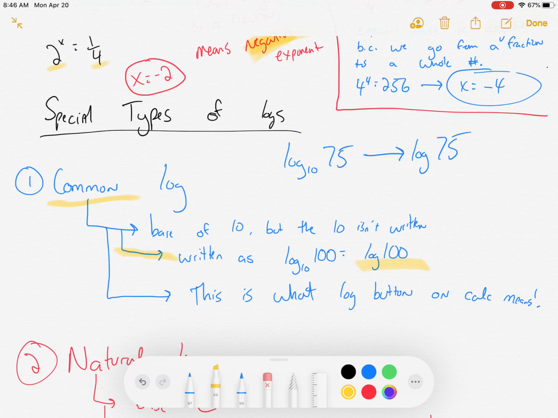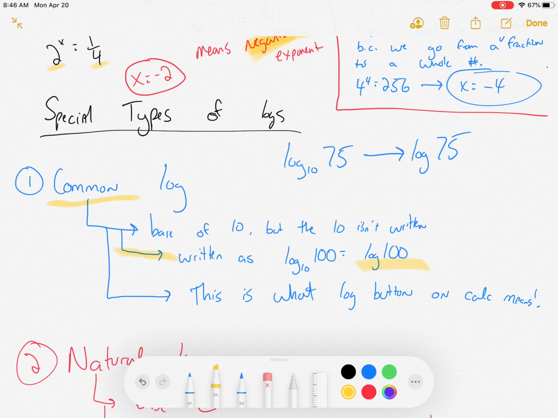It's written as log base 10 of 100, which is just log of 100. This is what the log button on your calculator means. If you look on your phone, the phone's a little different, but if you use a calculator like we have in school, and there's a button on it that says log, it's log base 10. It's not just log of anything, it's log base 10.